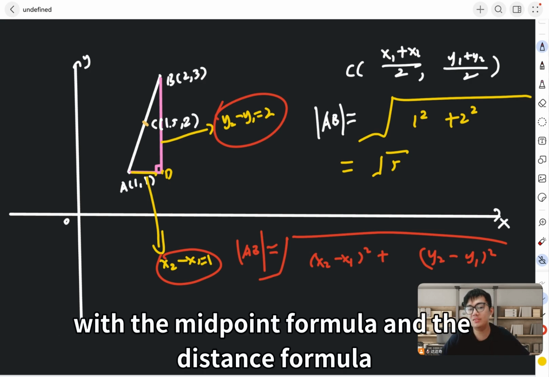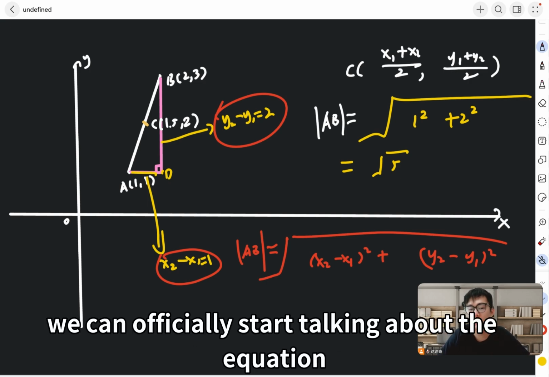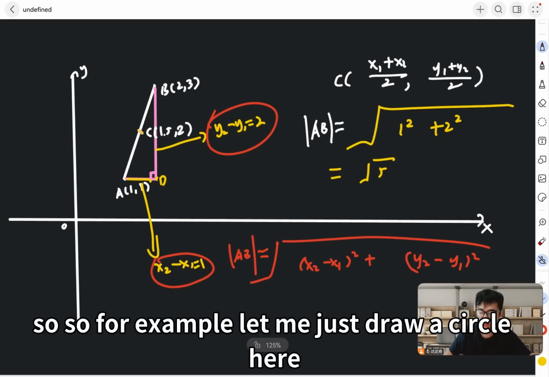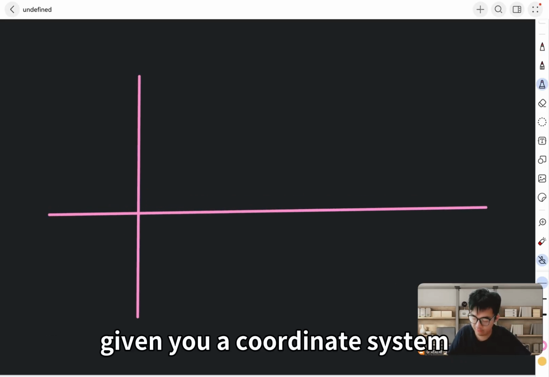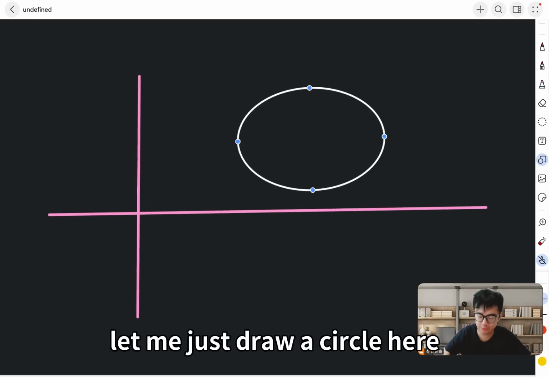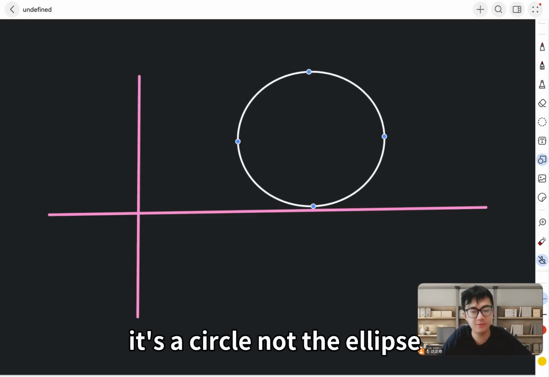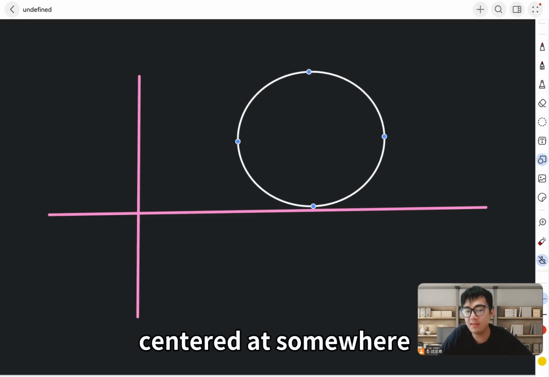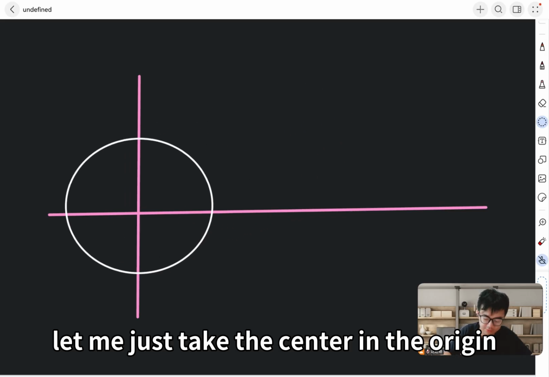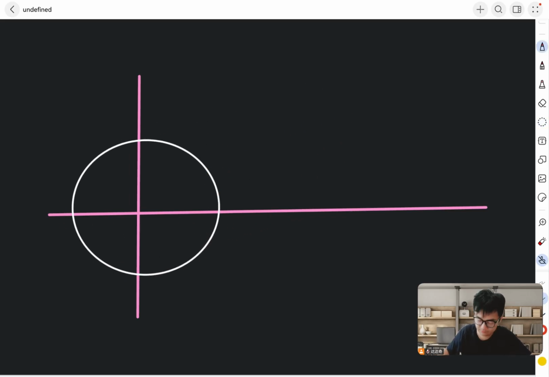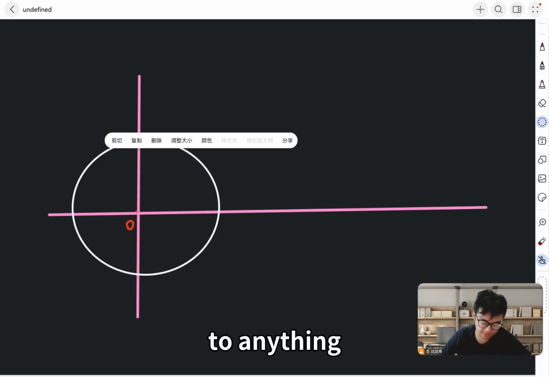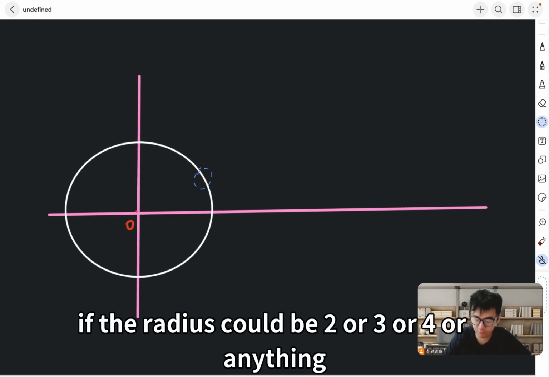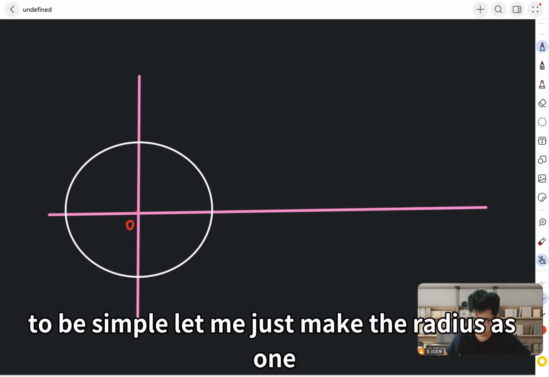And now, with the midpoint formula and the distance formula, we can officially start talking about the equation of a circle. For example, let me just draw a circle here, given a coordinate system. It's a circle, not an ellipse. Centered somewhere. Let me just take the center at the origin, with a radius that could be 2 or 3 or 4 or anything. To be simple, let me just make the radius 1.